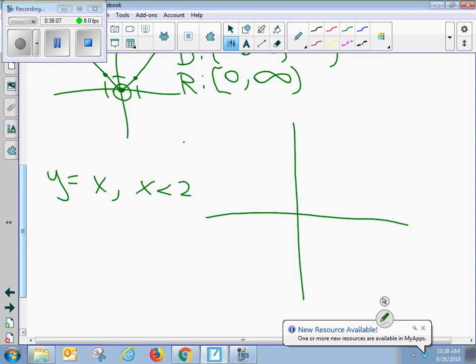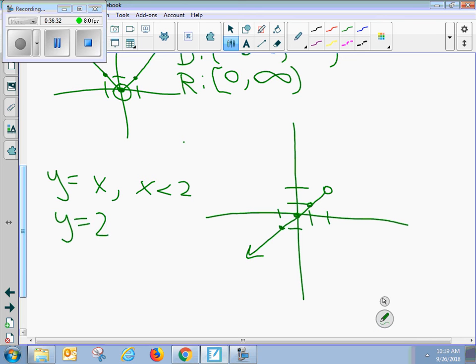So the line y equals x has points at (0, 0), (1, 1), (-1, -1), (2, 2), but I put an open point there. How come again? Good, no equal to. So here is the first part of my graph. Question on that? Okay.